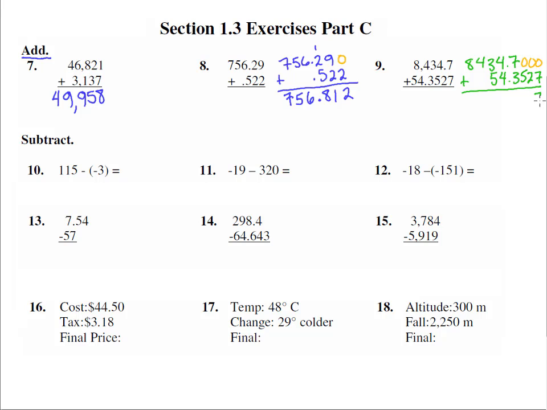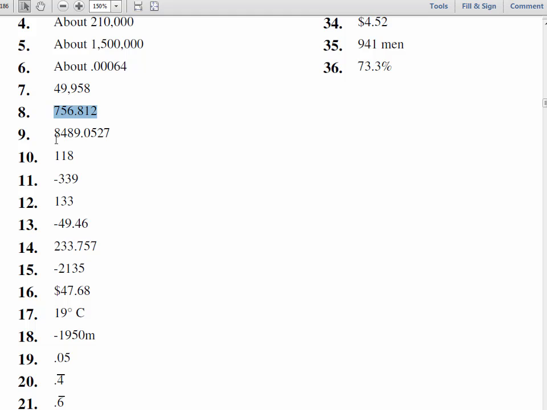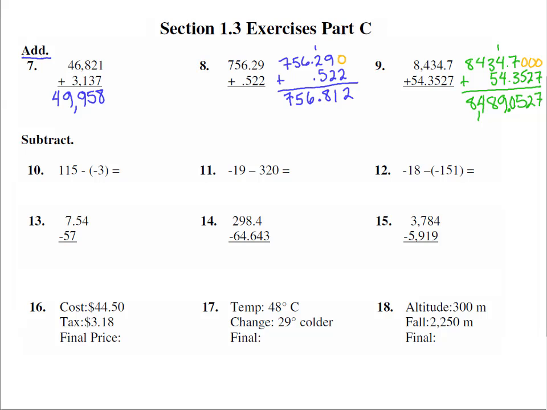0 plus 7 is 7. 0 plus 2 is 2. 0 plus 5 is 5. 7 plus 3 is 10. So 0, carry a 1 over to the next column. 4 plus 4 plus 1 is 9. 5 plus 3 is 8. 4 and 8 plus 0 is 8. The decimal comes straight down. So 8,489.0527. Let's look at it. 8,489.0527 indeed. All right, number 10.